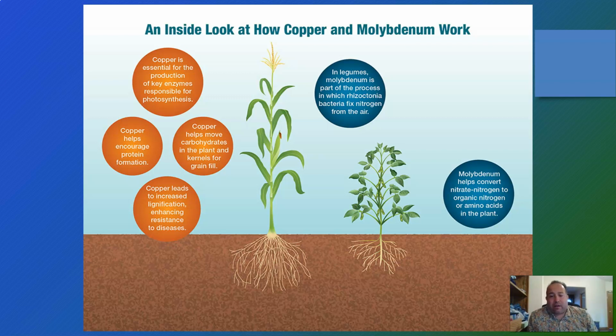And then also a little bit about molybdenum, which is another one of our micronutrients. In legumes, molybdenum is part of the process by which the rhizobia bacteria fix nitrogen from the air. So it's another one of the micronutrients that's helping with nitrogen fixation. And then molybdenum helps convert nitrate nitrogen to organic nitrogen or amino acids in the plant.